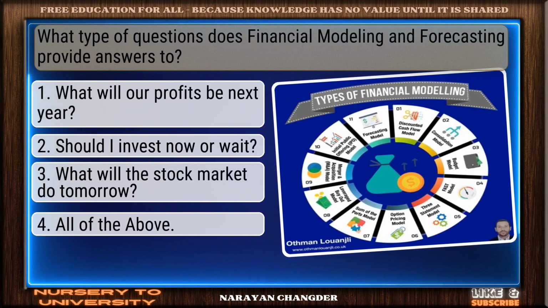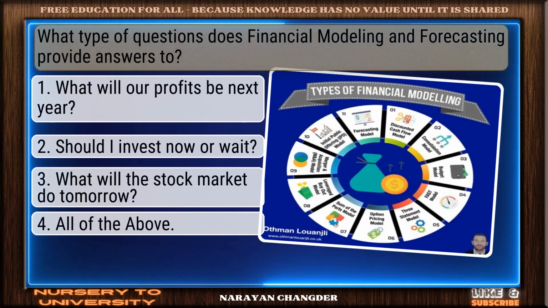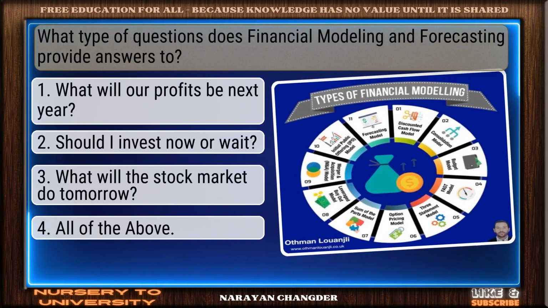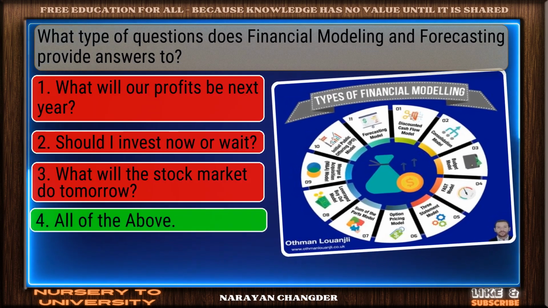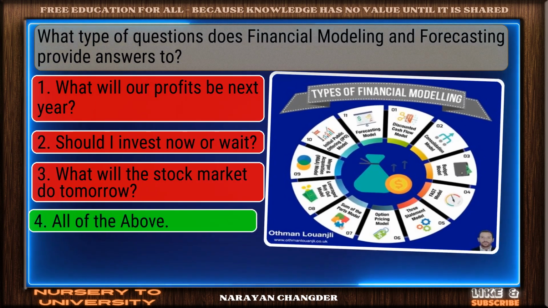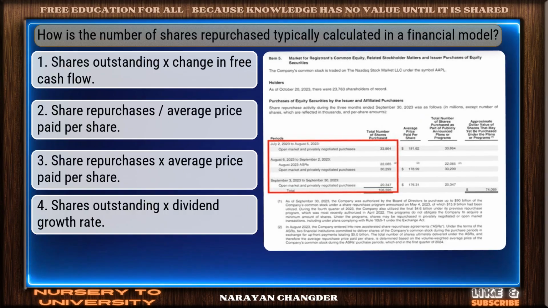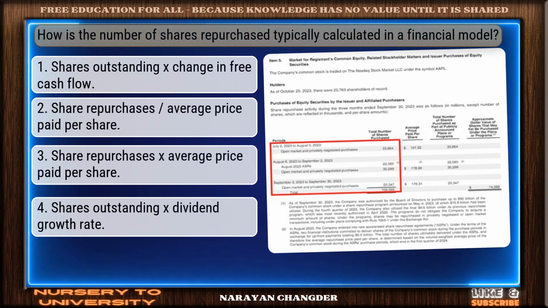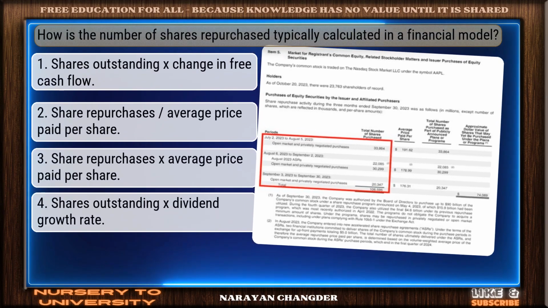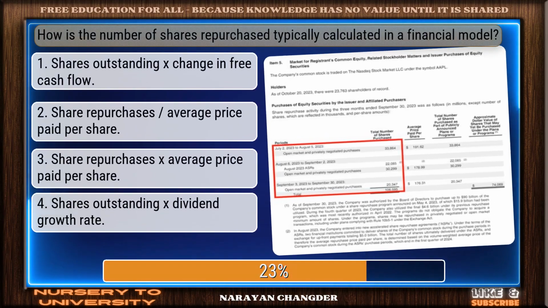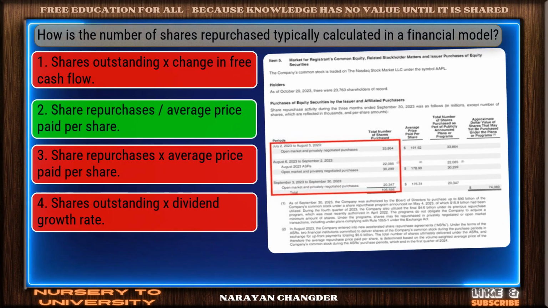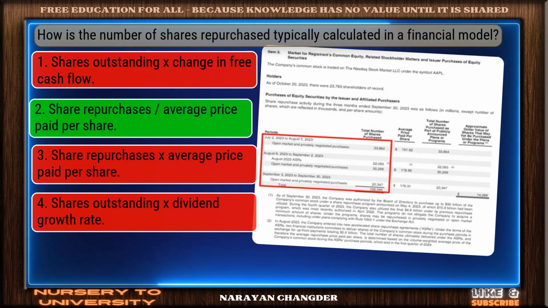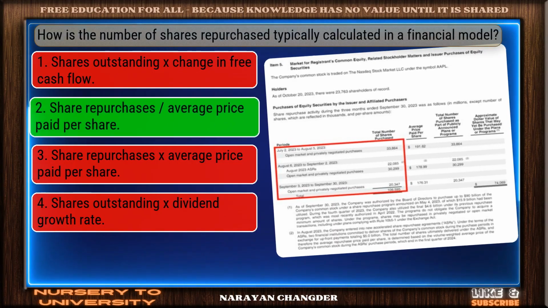What type of questions does financial modeling and forecasting provide answers to? Nicely done. All of the above is a solid answer. How is the number of shares repurchased typically calculated in a financial model? Correct response. Share repurchases and the average price paid per share is the most accurate answer.